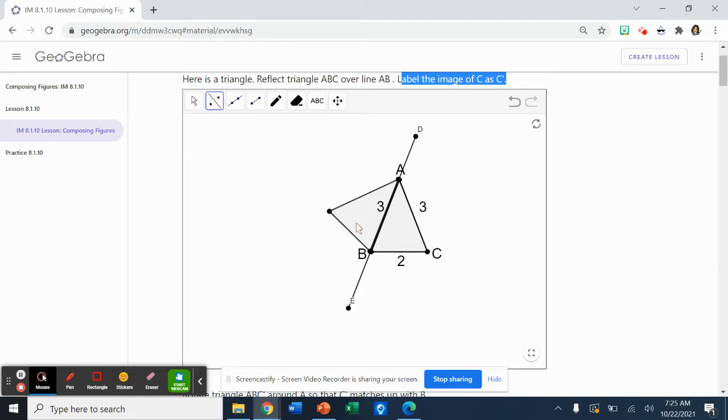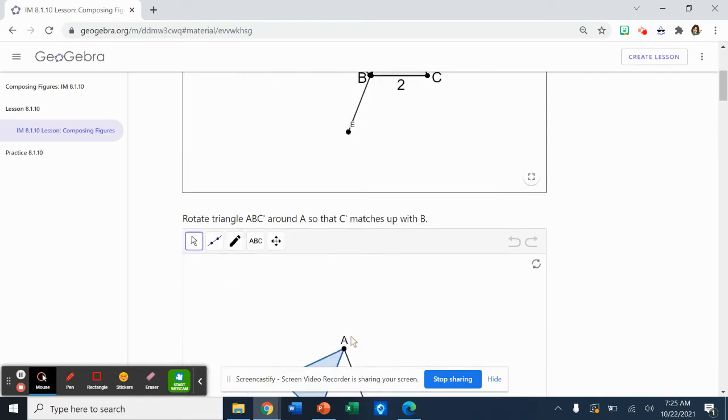So notice that when we reflect over a side of the triangle, the reflection is connected. And this is what your reflection should look like as well. We're just reflecting over line AB.